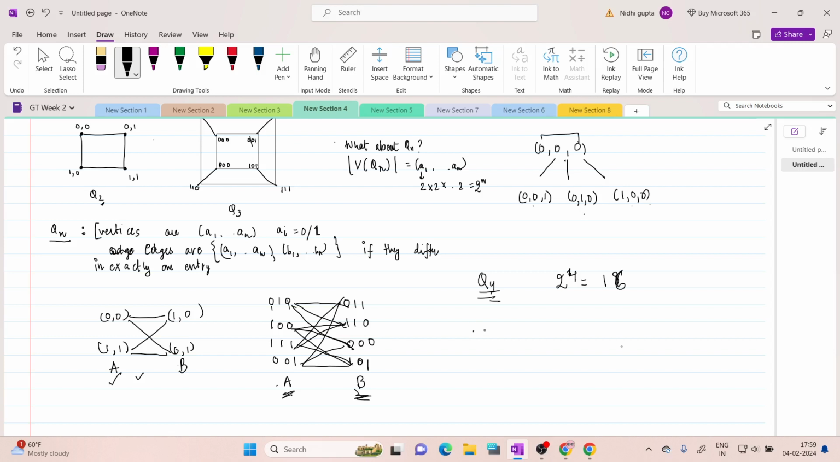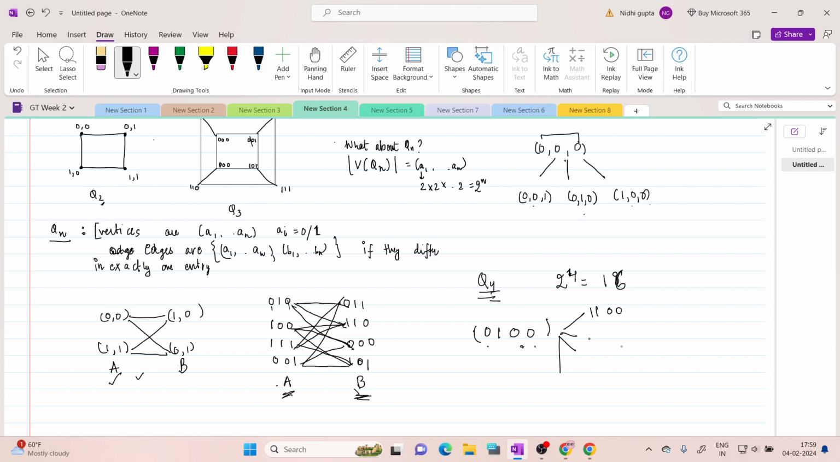Suppose I have this entry 0, 1, 0, 0. How many zeros does it have? It has 3 zeros, and it will be connected to 4 vertices. So can you give me the vertices which it will be connected to? 1, 1, 0, 0. 1, 0, 0, 0. Yes.